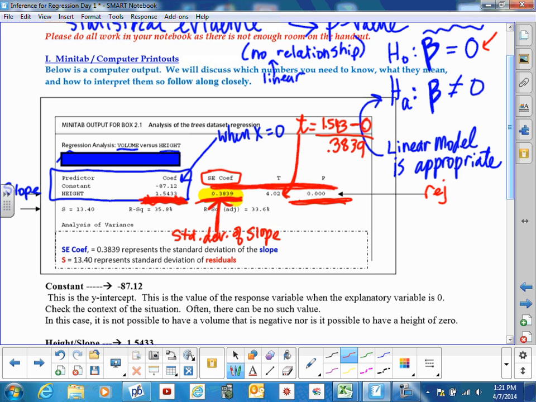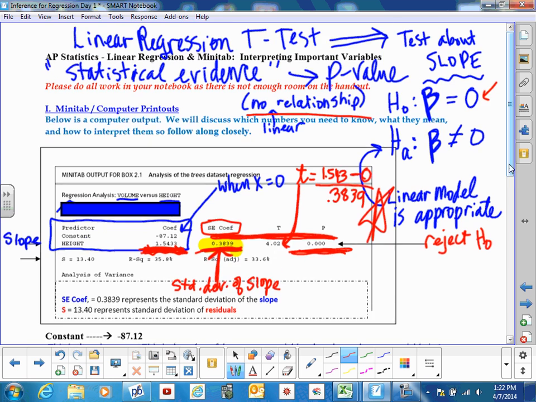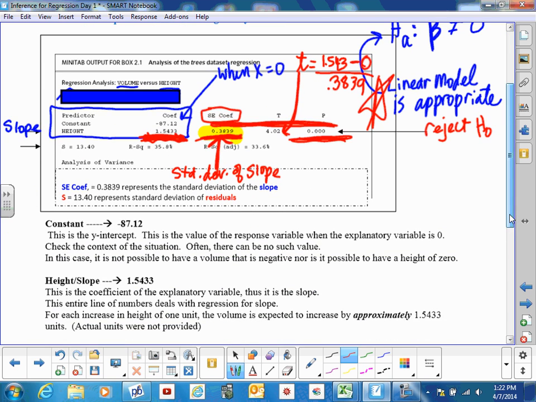We should reject the null. The null is saying what? No linear relationship. So I am rejecting that there is no linear relationship and concluding that there is, and a linear model is appropriate. Boom, that's the final slam dunk, done with the problem, p-value, statistical evidence, finished. Okay, so that's what this does for us.